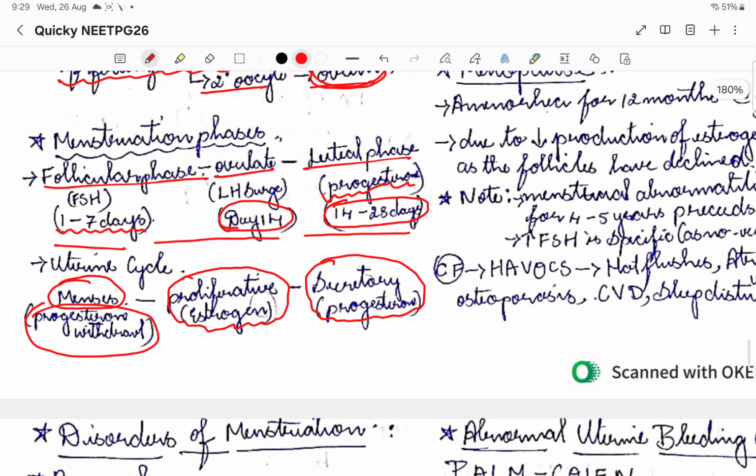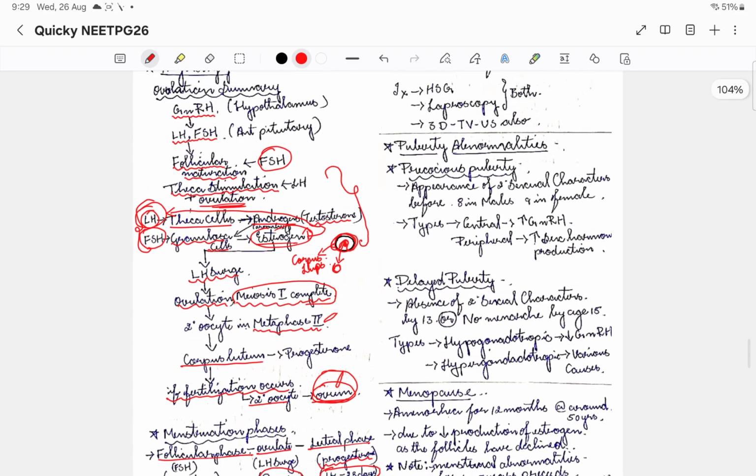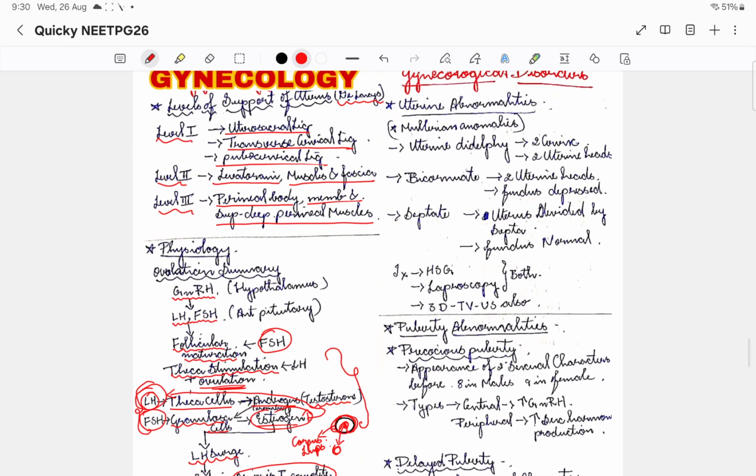If there is no embryo, then the corpus luteum will also fail because there is no formation of the placenta. So progesterone will be reduced, and when the progesterone is reduced, the menses will happen. This is how the menstruation phase and the entire ovulation happens. Now that we know all the physiology and anatomy, let us dive into the gynecological disorders.